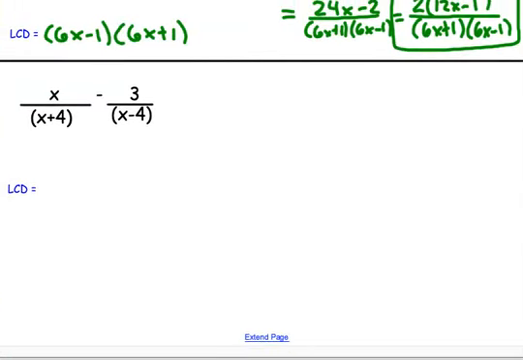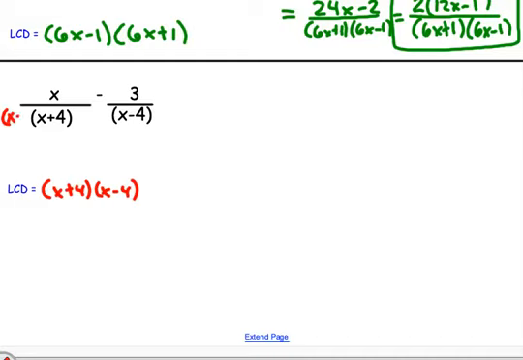We have x plus 4 as one of our denominators and x minus 4 as the other. What we're going to do is just smush those together. x plus 4, x minus 4, that is our lowest common denominator. So with these, don't overthink it. Just multiply each fraction by whichever denominator it doesn't already have.